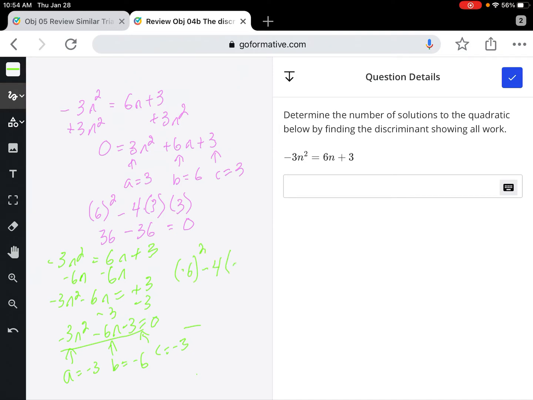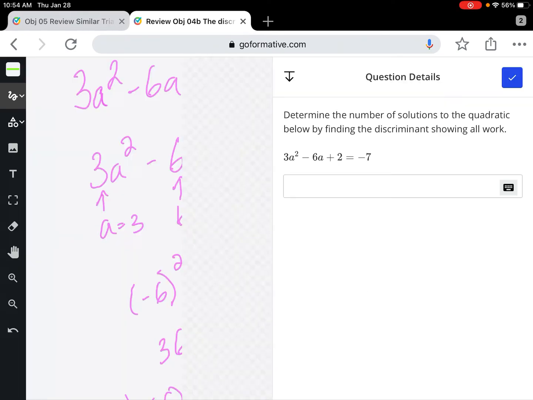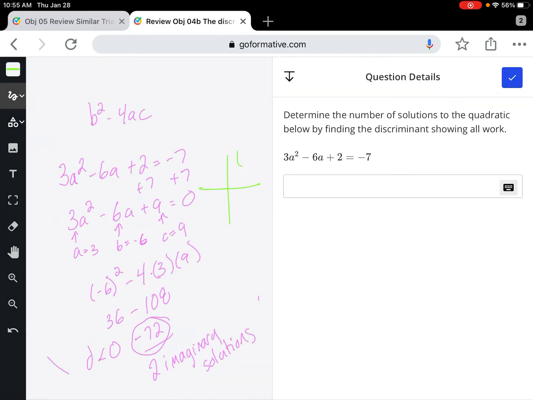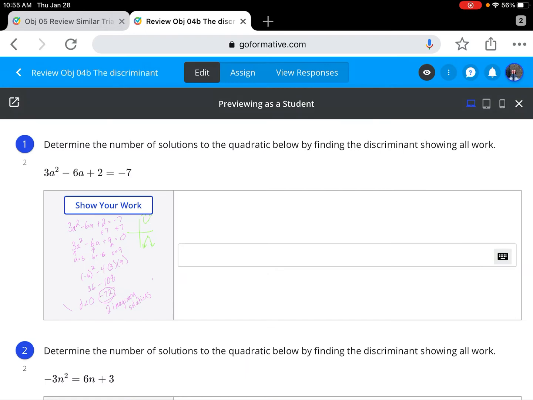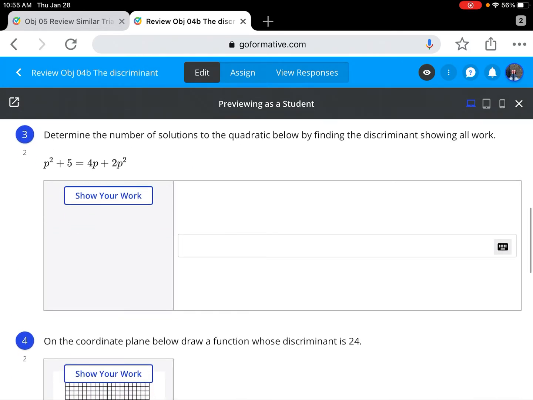And I do the same thing. It would be b squared, make sure you put in parentheses, b squared minus 4 times a times c. This would be positive 36 again, minus 36, which would still be 0. And when you have 0, you're going to have one real solution. And just to remind you, if we were looking at a graph, this graph would touch the x-axis at one point. I'm going to go back to the previous problem really quickly. Number 1, if we were graphing this one and it was imaginary solutions, my graph would not be touching the x-axis. It could be going that way, it could be going that way.